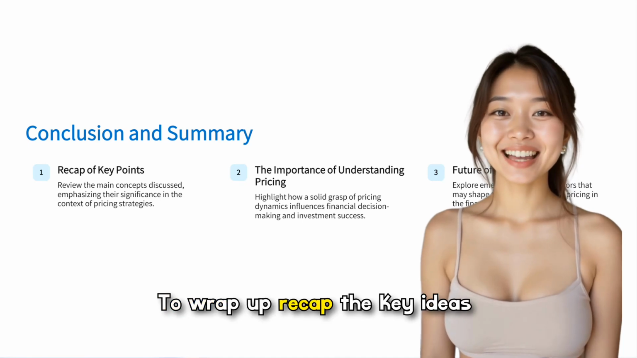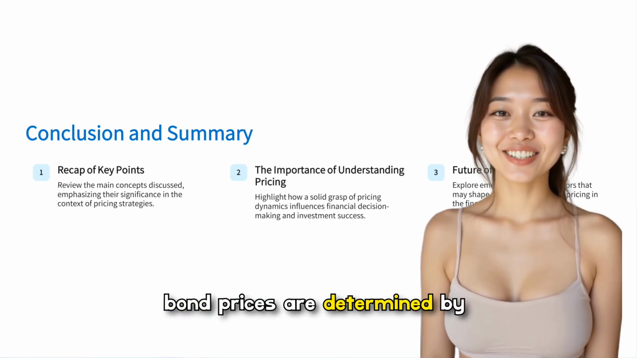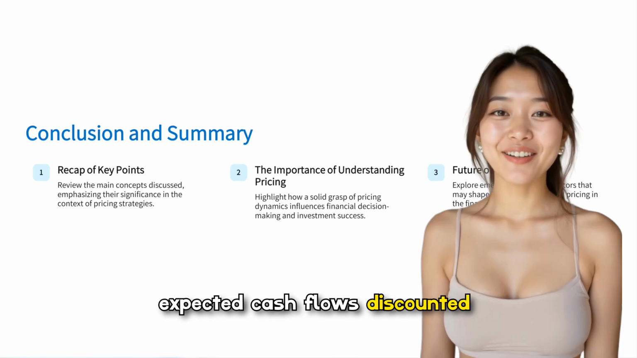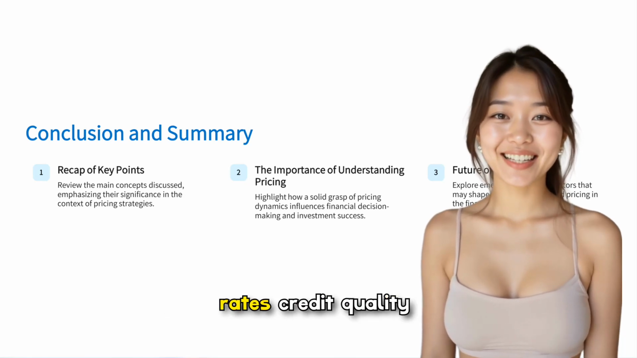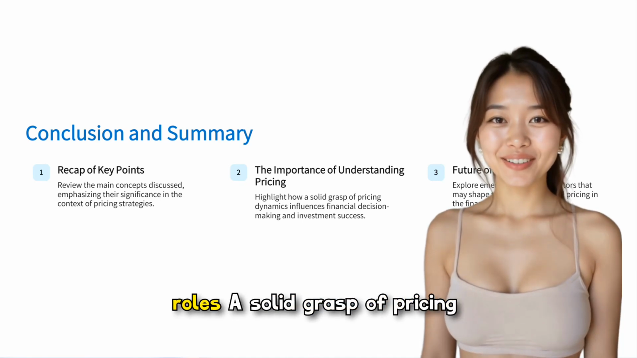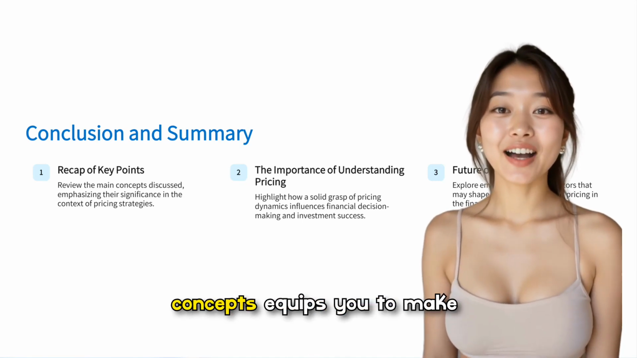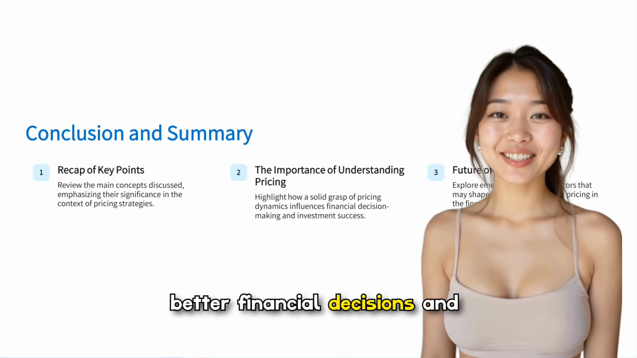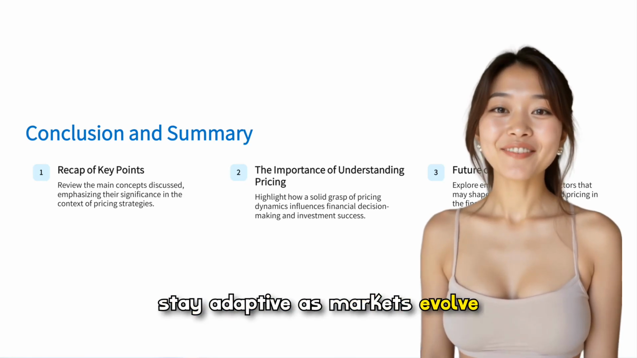To wrap up, recap the key ideas. Bond prices are determined by expected cash flows discounted for time and risk, with interest rates, credit quality, supply-demand, and market structure all playing important roles. A solid grasp of pricing concepts equips you to make better financial decisions and stay adaptive as markets evolve.